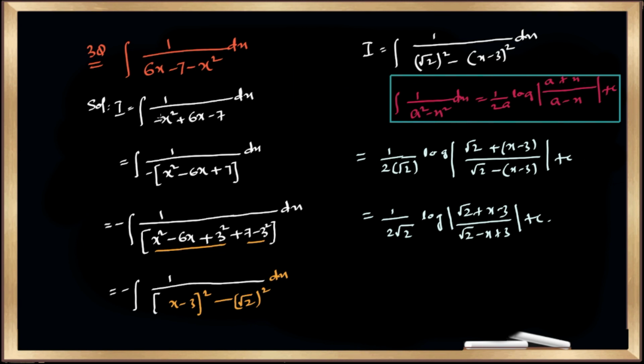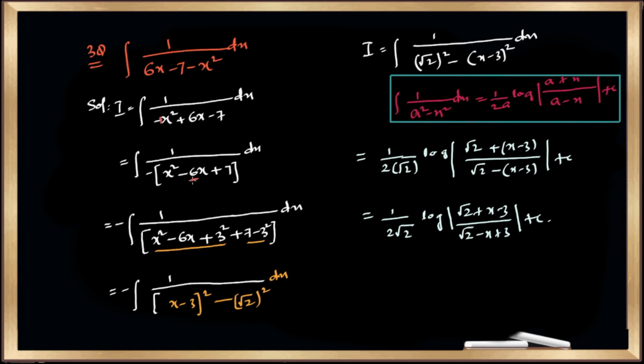So what about the x square coefficient here? Minus 1 is there. For making plus 1, take this minus 1 common. If you take minus 1 common, minus x square becomes plus x square, plus 6x becomes minus 6x, and minus 7 becomes plus 7. So taking minus common, so x square.